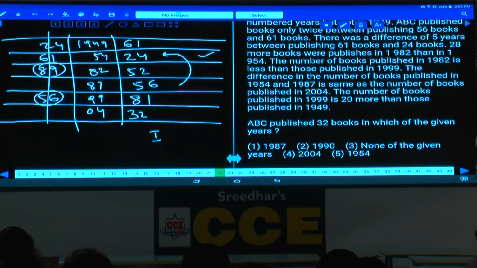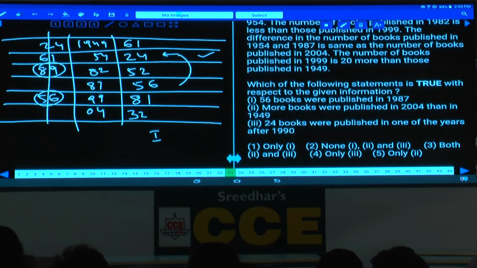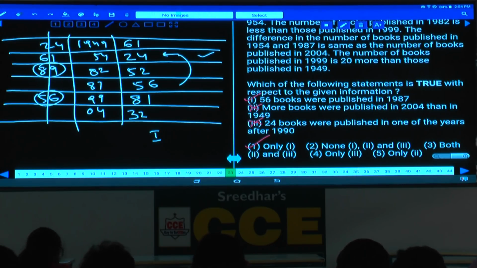Then question number 22. ABC published 32 books in which of the following years? 32 in 2004, that is choice 4. Then question number 23: which of the following statements is true with respect to the given information? 56 books were published in 1987, that is true. More books were published in 2004 than in 1949, that is false. 24 books were published in one of the years after 90? 24 before 90, but not after 90. Hence only one alone is true, that is choice 1.